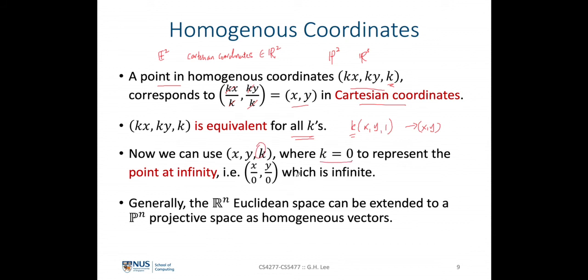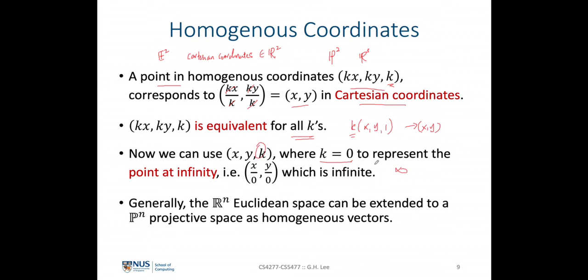And we can see that this is an elegant form of representing points or 2D points at infinity, because it doesn't require the exceptional representation of infinity or the concept of infinity over here. All we need to do is just to set the last value over here, k, to be equal to 0.